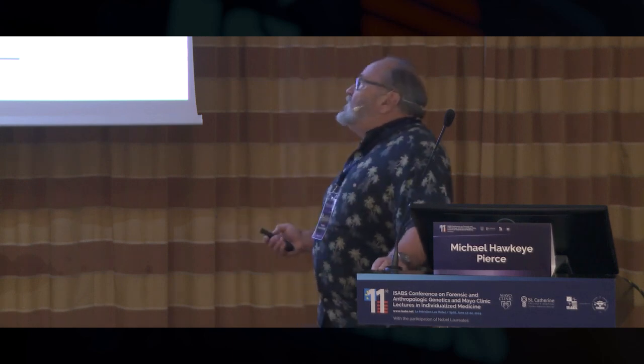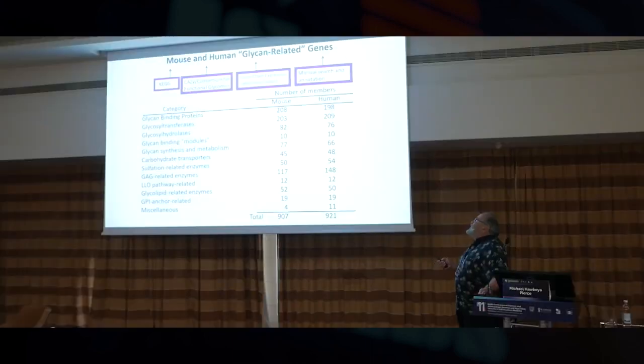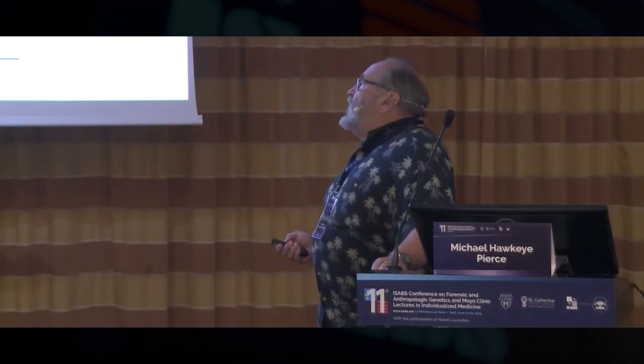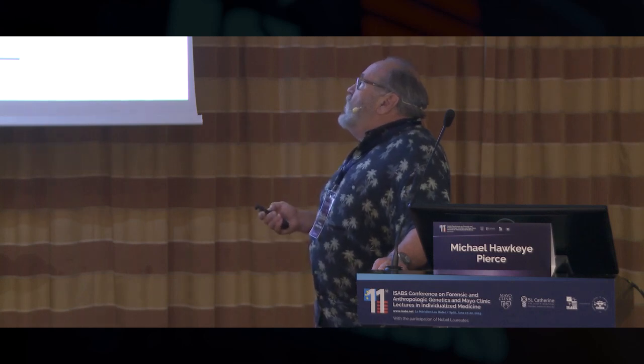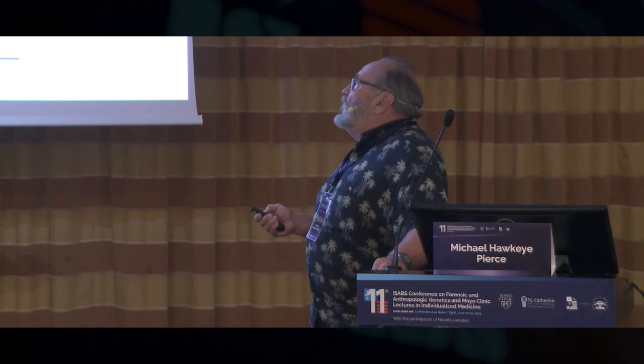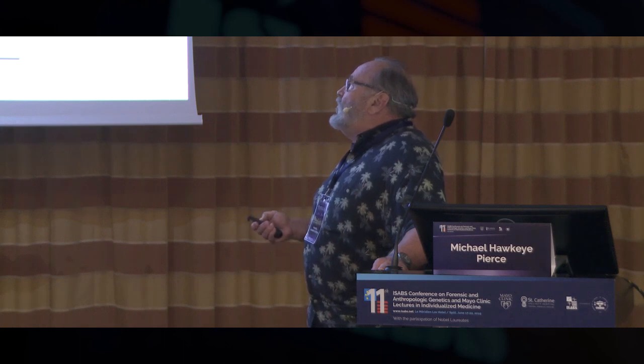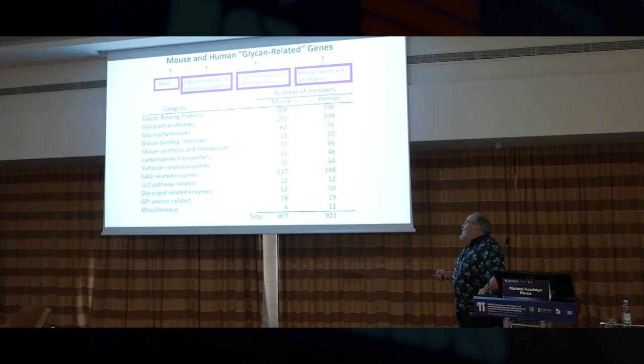So just to show you how we progressed in this area, this is a list, it's probably a little old now, of mouse and human glycan-related genes. This was put together by Kelly Moorman as part of our National Center for Biomedical Glycomics. And you can see around 1,000 genes encoding proteins that are either binding proteins or transferases, hydrolases, or related directly to glycan biosynthesis and breakdown, or so-called glycogenes.